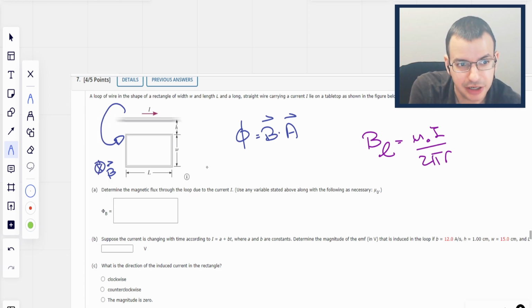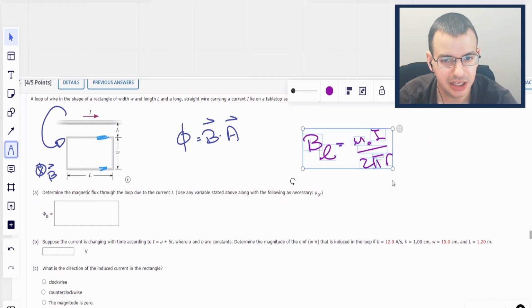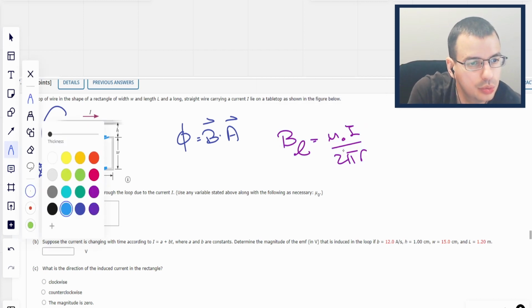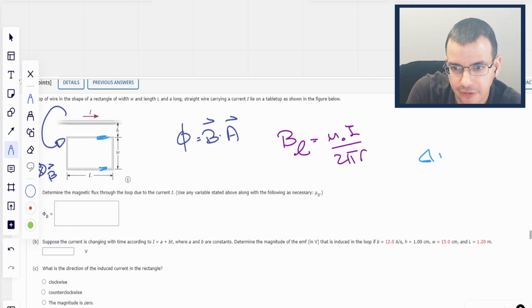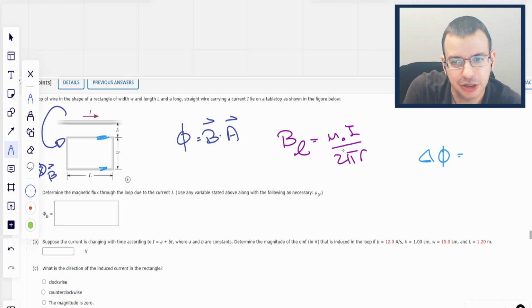And so the idea here is that the magnetic field is going to be strong close to the wire, weaker far from the wire, and so it's not going to be consistent. So your thought process there is integral. We're going to start with our formula for flux. A small bit of flux is going to be magnetic field times a small bit of area.